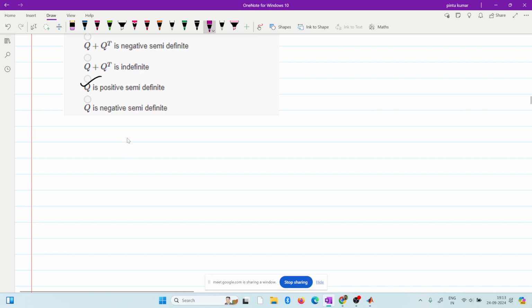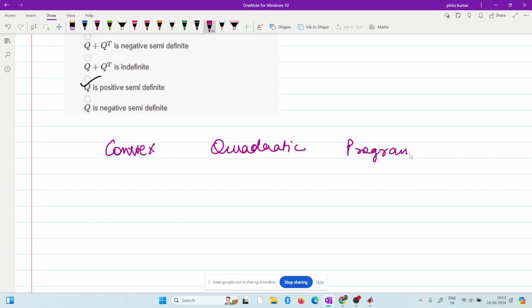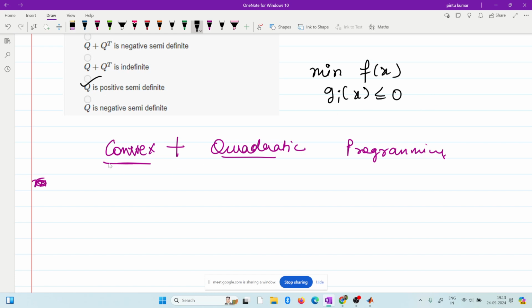Okay. So if you just look at the name, you are asking about convex quadratic programming, right? So it has two terms in it. First is convex. Next thing that you are asking is quadratic. Okay. So if you have a function, let's consider an optimization problem of this form. Minimize f of x, subject to g_i of x less than or equal to 0. Okay. So if you want it to be convex, the condition is that your f as well as all the g_i should be convex.